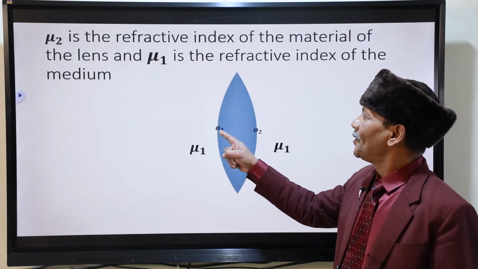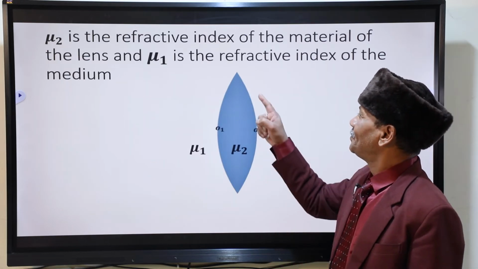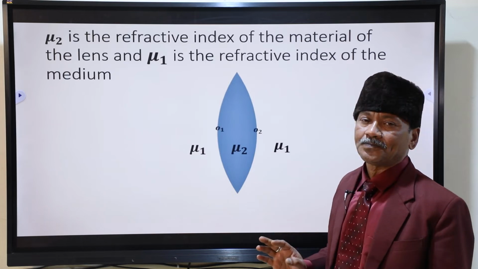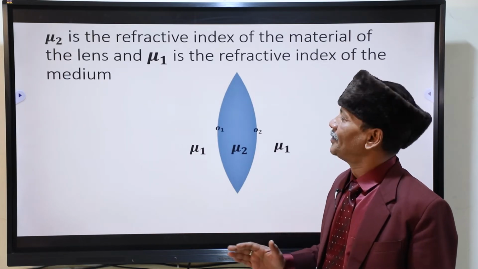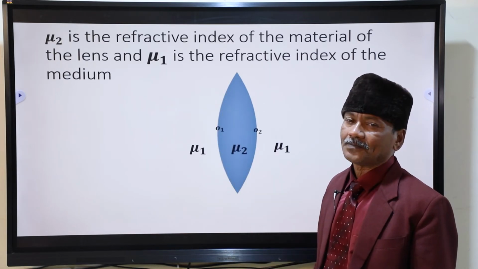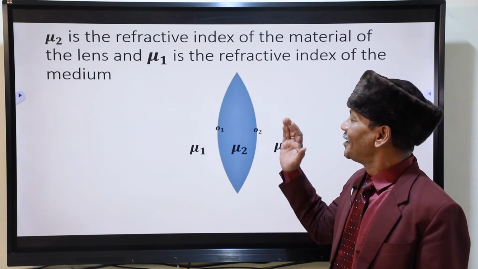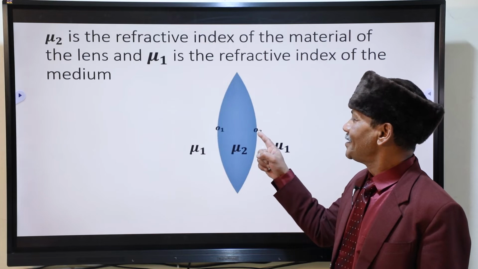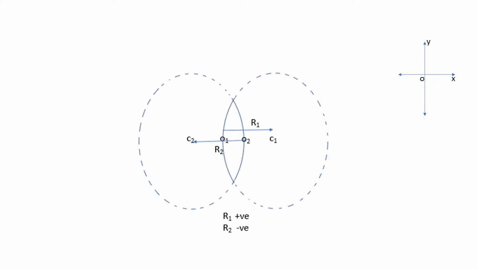O1 is the pole of the first face and O2 is the pole of the second face. Whatever distances are to be measured for the first face, you must take from O1. Whatever things are to be measured for the second face, you must take from O2, that is the pole of the second face.